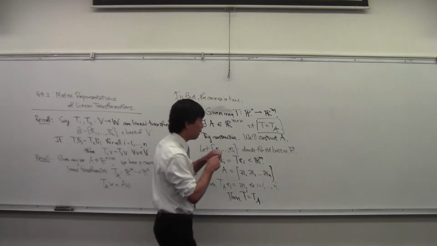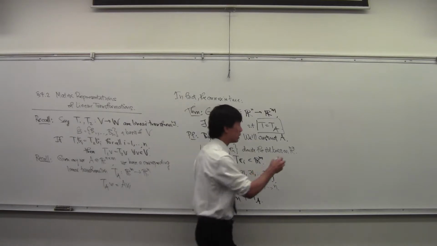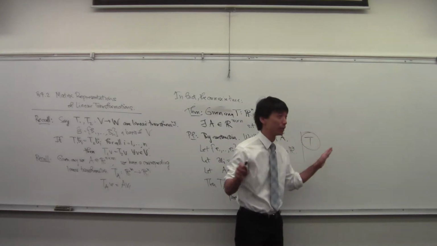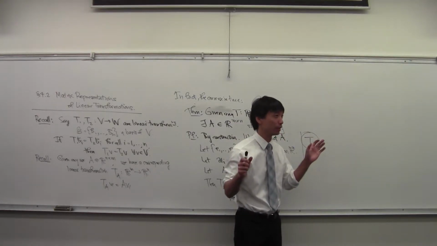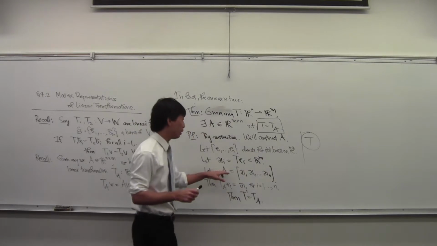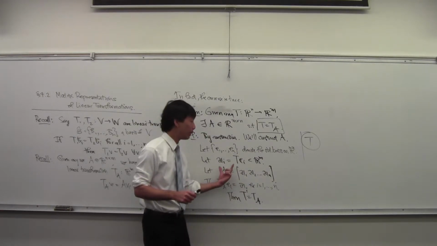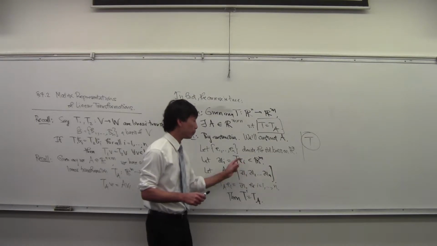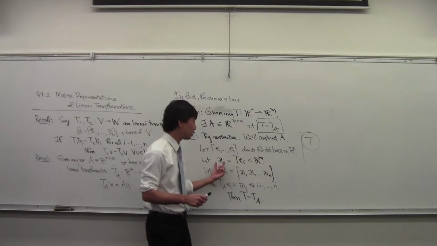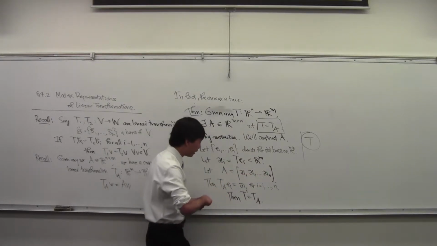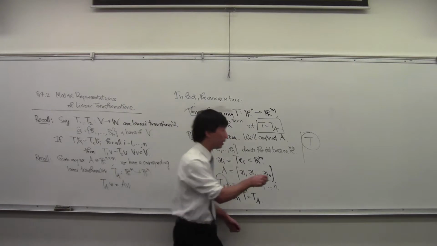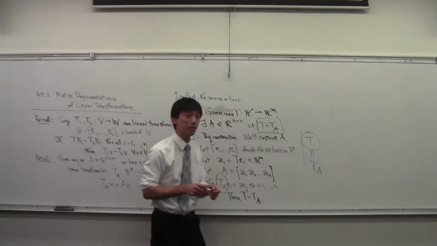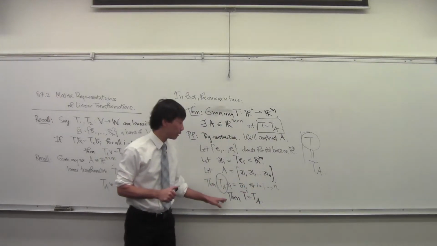So, remember what we're doing. We start off with some linear transformation T. That linear transformation T doesn't have a matrix associated with it. It's just a linear transformation. Then we make a matrix by taking T's action on the standard basis. We put all those guys together, we make a matrix, and then we make another linear transformation, T sub A. And I'm saying that those guys are actually the same thing. Why are they the same thing?